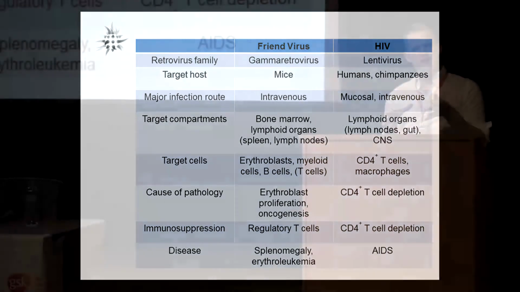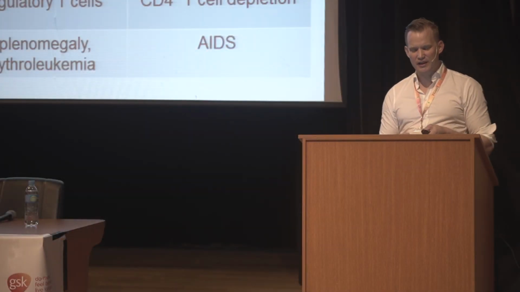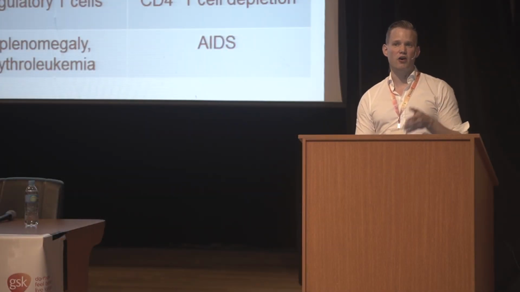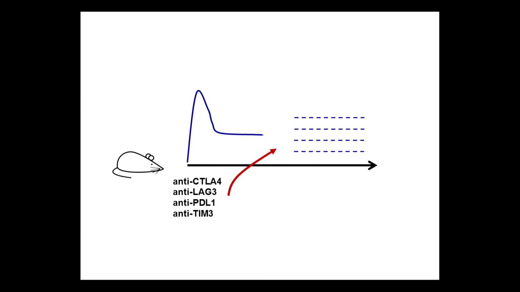So we use this model to understand whether the blockade of the different receptors has an impact on the outcome, on the viral load in those mice. We used the same model of mice infected with Friend virus and added either anti-CTLA4, anti-LAG3, anti-PD-L1, or anti-TIM3, and then asked the question: how is this impacting the CD4 and CD8 T cell responses?